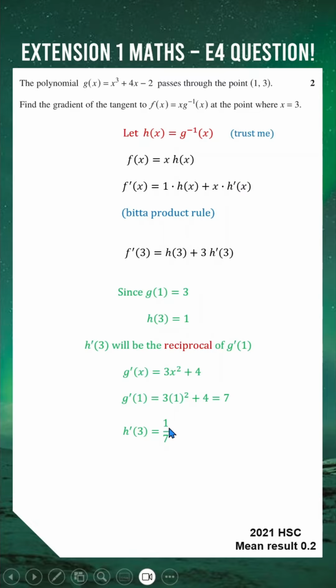h dash 3 is 1/7. Now we can go back to our derivative, and we can find our answer by doing h of 3, which is 1, plus 3 times h dash 3, which is 1/7. And so we end up with a final answer of 1 plus 3/7, or 10/7, for 2 marks. If this comes up, I hope this helped, but good luck for your exam.